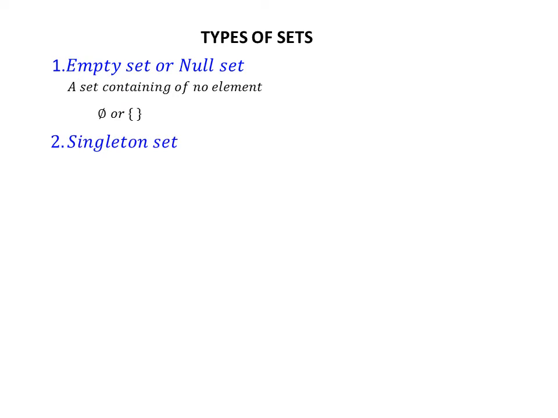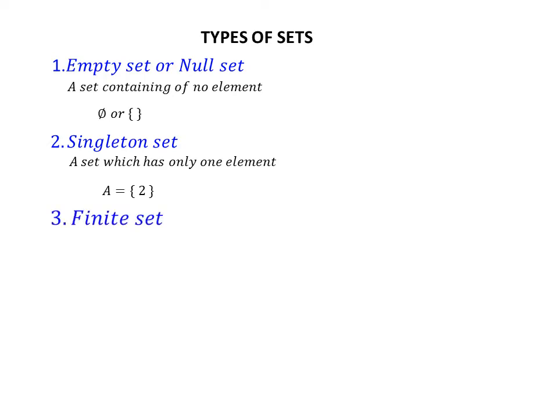Next one, singleton set. Single means only one. So, a set which has only one element is called a singleton set. For example, A is equal to 2. The set A containing only one element, that is 2.